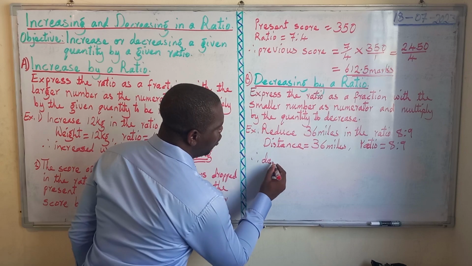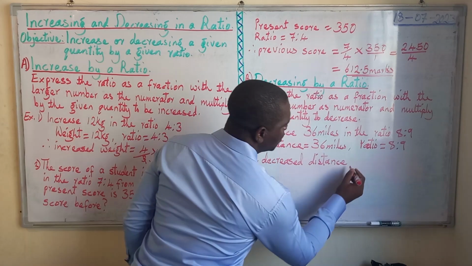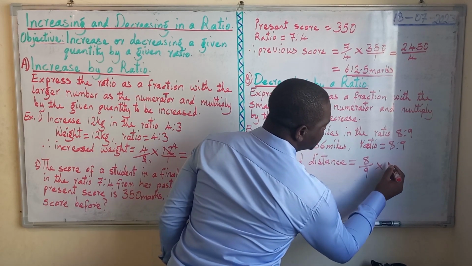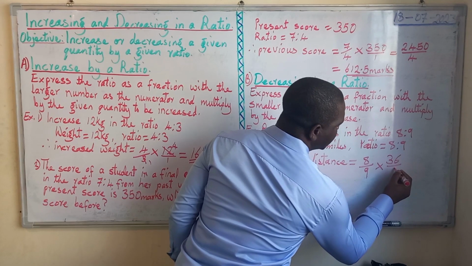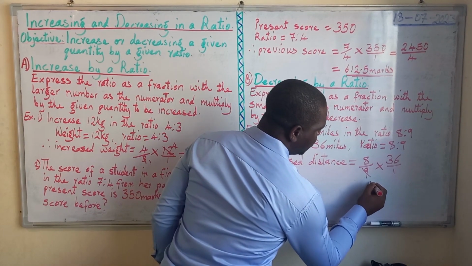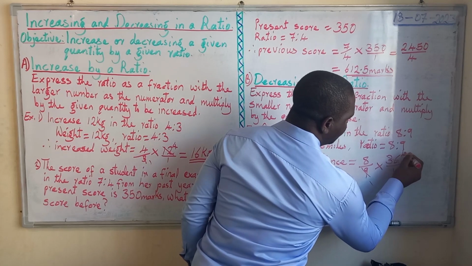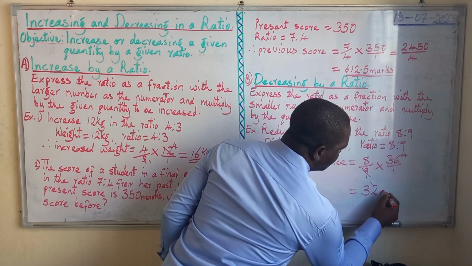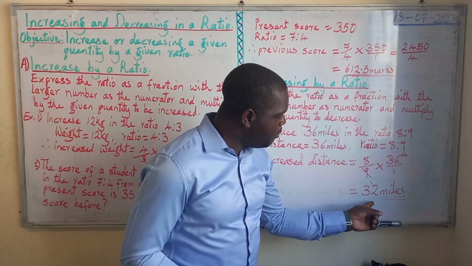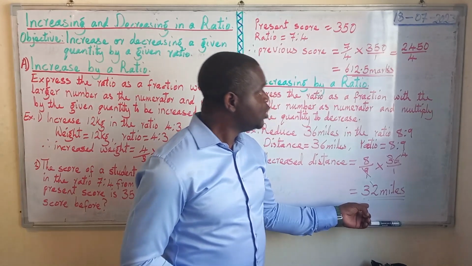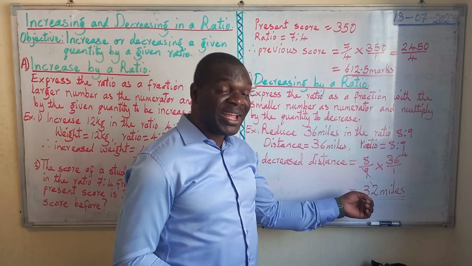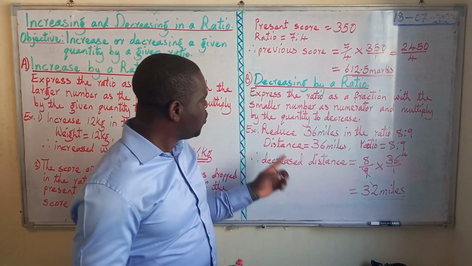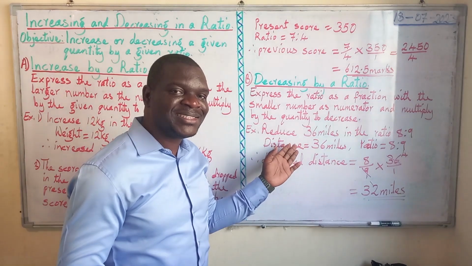Therefore, decreased or reduced distance will be equal to smaller number above, which is 8/9, and we multiply by the distance, which is 36 all over 1. 9 here 1 time, and 9 into 36 4 times. 8 times 4 is going to give us 32 miles. If we are to compare the new distance to the old distance, we'll find out that it has dropped from 36 to 32. And remember, we are asked to reduce or to decrease the distance.